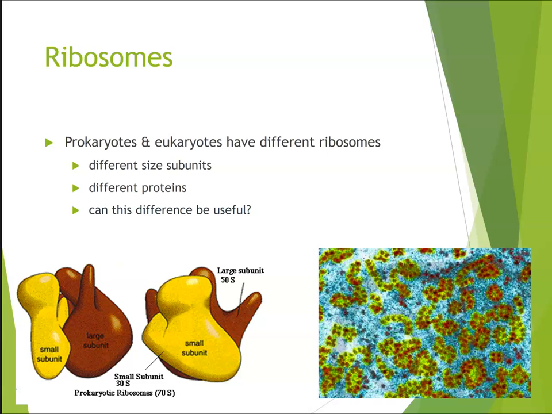The other thing to keep in mind is that there are no free versus bound ribosomes in a prokaryote. Prokaryotes do not have endoplasmic reticulum, so they only have free ribosomes floating around in them.